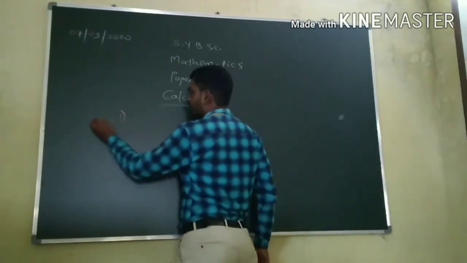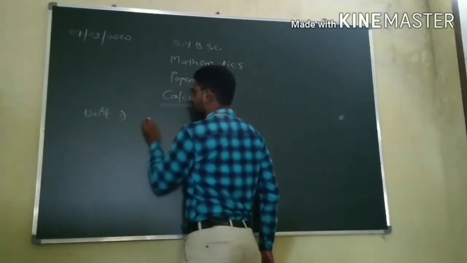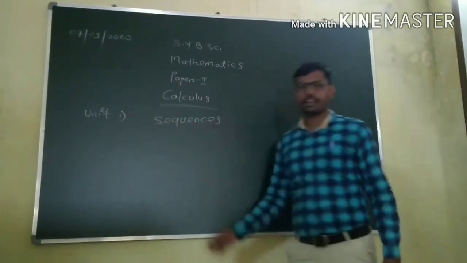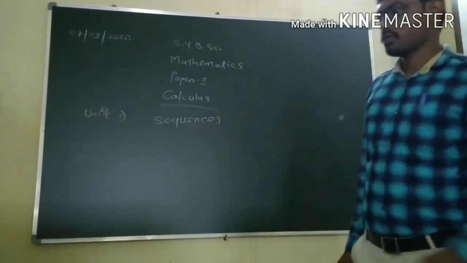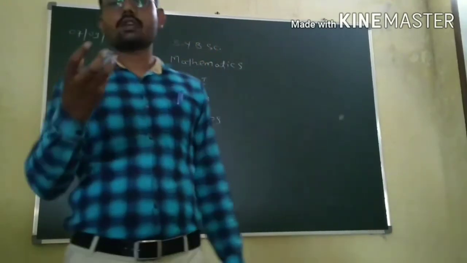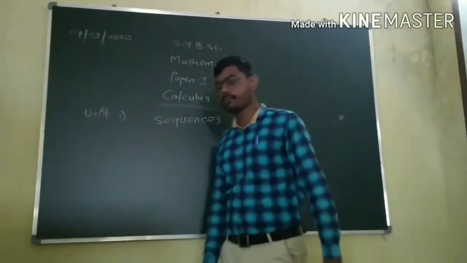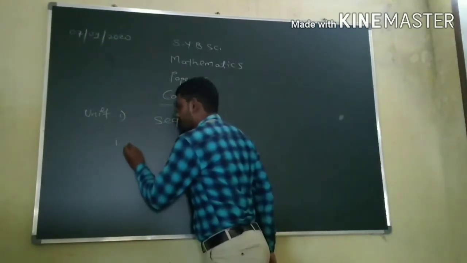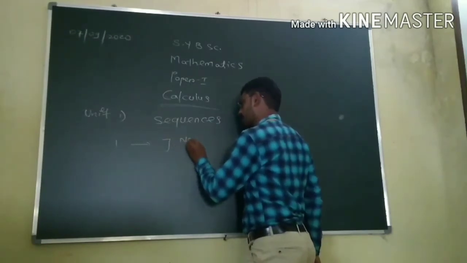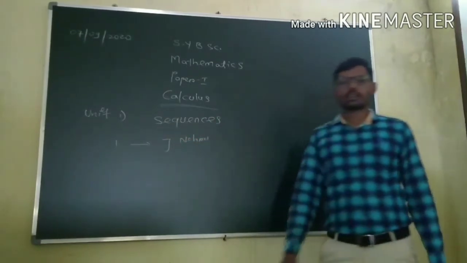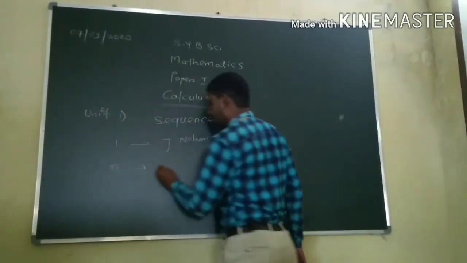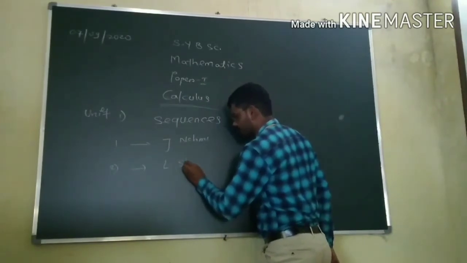Okay. So, unit 1, the name of unit 1 is sequences. So, very interesting topics in mathematics. We have seen a lot of sequences everywhere. For example, the sequence of Prime Ministers of India. Okay. So, the first Prime Minister was Jawaharlal Nehru. Okay. The second Prime Minister of India was Lal Bahadur Shastri.